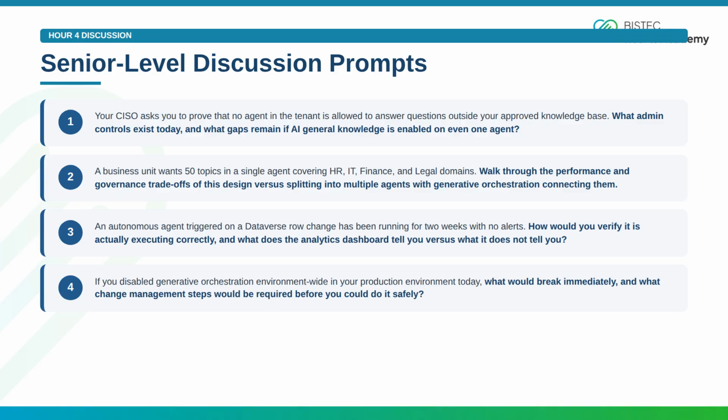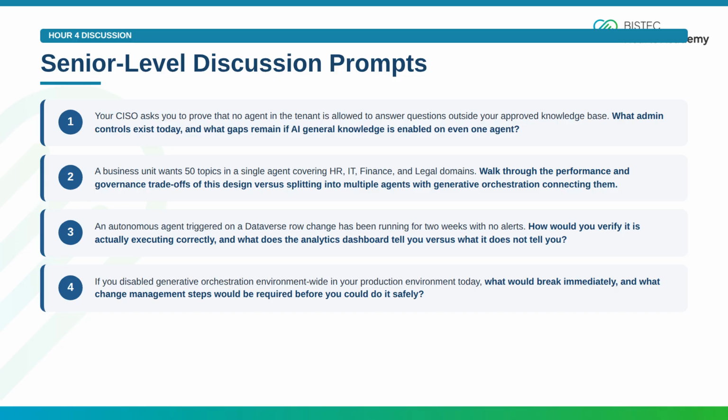Question 2. 50 topics in a single agent across 4 domains. The performance case against it is strong, well above the 30 to 40 tool threshold, with semantically overlapping descriptions across domains. The governance case is equally strong. Cross-domain agents create ownership confusion, DLP entanglement, and knowledge source hygiene challenges across teams with different data classification requirements. The architectural answer is domain-separated agents connected via agent-to-agent handoffs. A senior admin should be able to argue both the technical and governance dimensions.